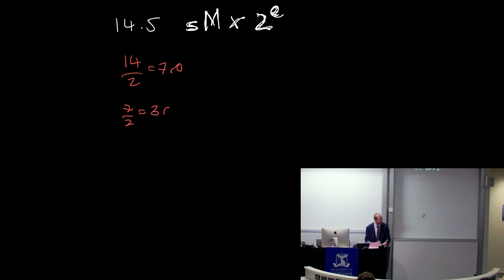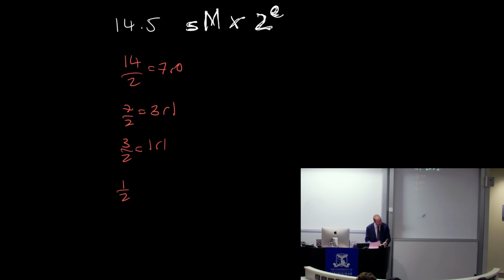3 times 2 is what? Oh, 3 times 2 is 6. So remainder 1. Yeah, remainder 1. So 3 divided by 2 is? It's 1, remainder 1. I feel like I'm taking you back to grade 4.